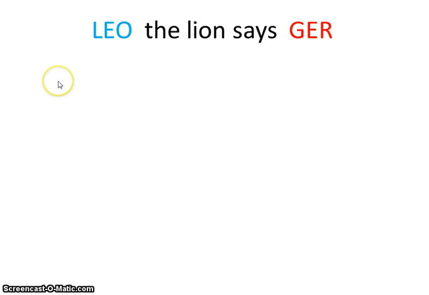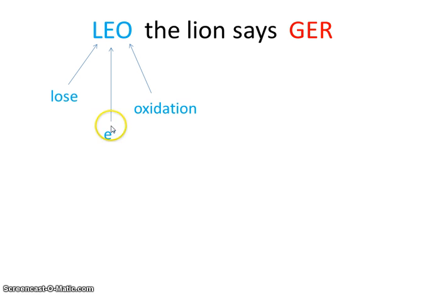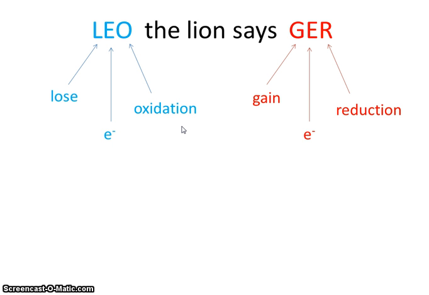Here's one more slide that will help summarize what we've learned. This is probably the most important slide of this video. Leo the lion says grr. Can you figure out what those mean? Well, Leo means lose electrons, oxidation. So anytime an atom, ion, or molecule loses electrons, it will experience oxidation. Grr is gain electrons reduction.